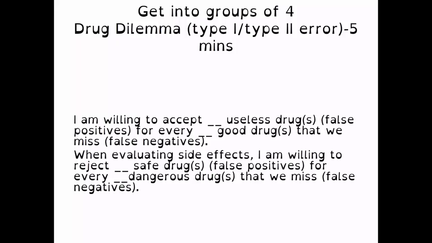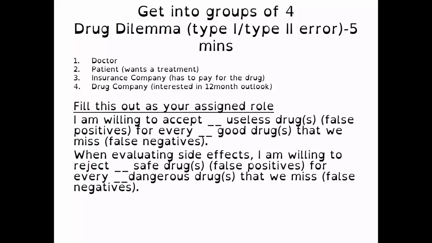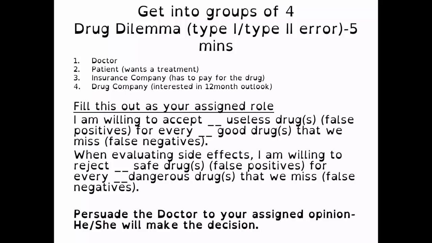Okay, so now we're going to add another layer. I want you to assign everybody a role. Someone's a doctor, someone's a patient, someone's an insurance company, and someone's a drug company. Okay. And then you're going to fill out as an assigned role, and you're going to see if your responses change. And then you need to persuade the doctor, because that's the one that's actually going to make the decision. Evaluating.